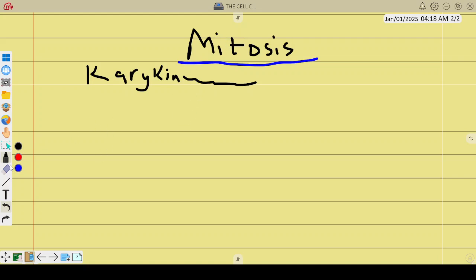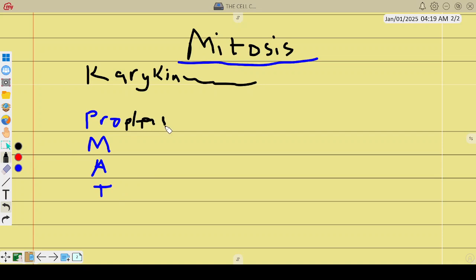Okay, so under karyokinesis, it is under mitosis. We have 4 processes which take place. So the 4 processes, we have prophase, and then we have metaphase, and we have anaphase. Prophase, metaphase, anaphase, and telophase. So these are what we have.